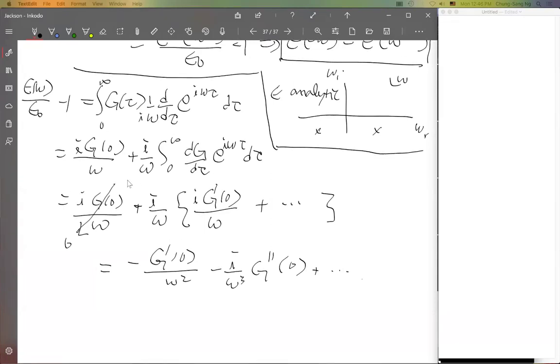Another property of this epsilon function, we'll probably talk a little bit more about: the real part of epsilon is an even function in omega. The imaginary part of epsilon is an odd function in omega. So we can see that from here too. We'll also use that, but there's another way to see that. We'll see that in a moment.